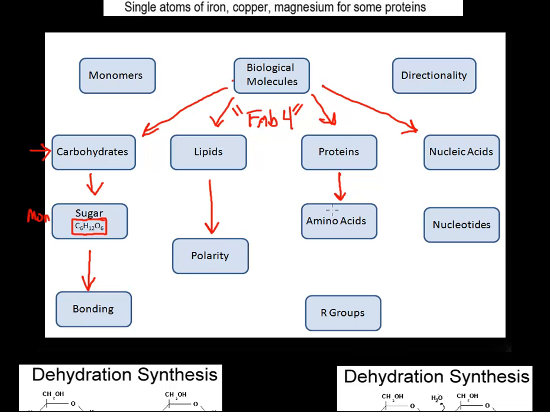Proteins are made out of amino acids. There are 20 important amino acids that you need to get from your diet, and those amino acids are different because of what are called the R groups, and again we'll talk about those.